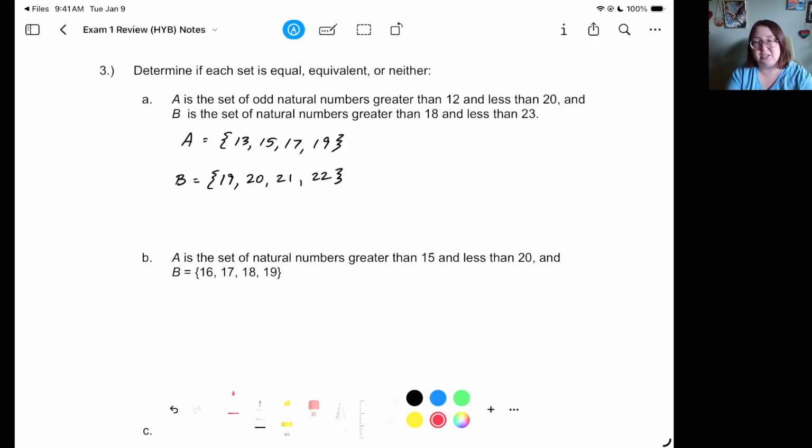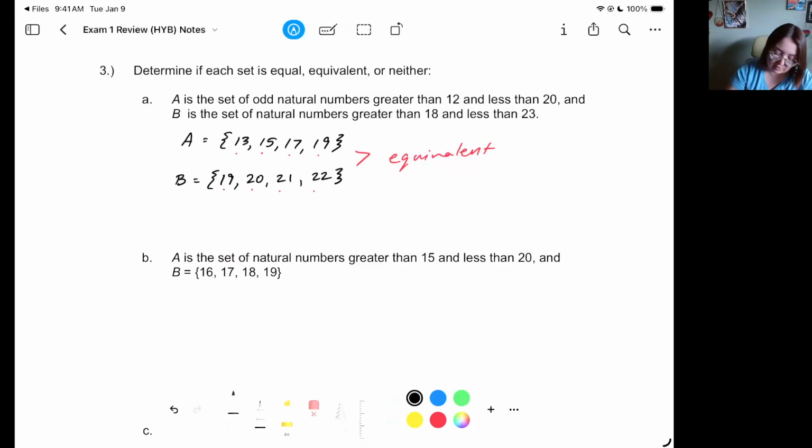The only element they share is 19. They don't share all 4 of the same elements. But they both have 1, 2, 3, 4 elements. Which means that these are equivalent since they both have 4 elements. So that would make them equivalent sets. So that's how you can tell.